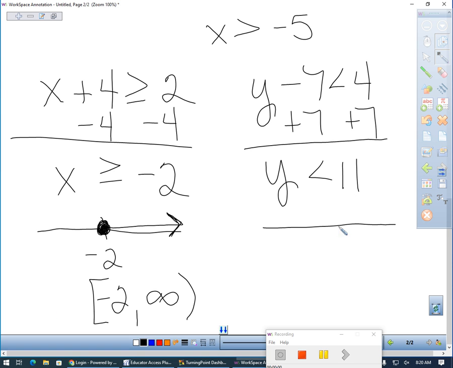When I graph it on my number line, at 11, do I have an open or closed dot? Open, very good. And this time y is less than, which means this goes to the left. Again, my arrow and inequality sign look the same. The interval notation starts at the arrow, which is negative infinity, goes all the way to 11, and this time it's an open dot, so that's a parenthesis.